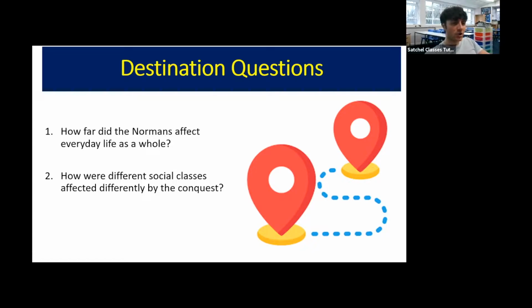Now, slightly unusually for one of these lessons, we're going to deal with destination question 2 first in a way. We're going to start with this idea of different impacts on different people, because I think it's a really interesting way into the topic.